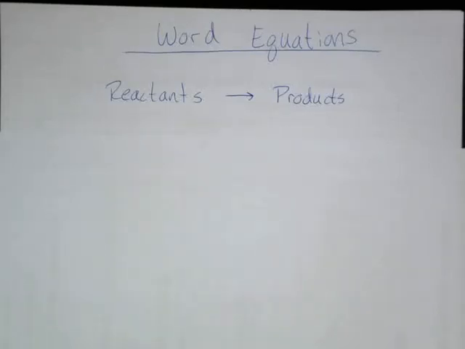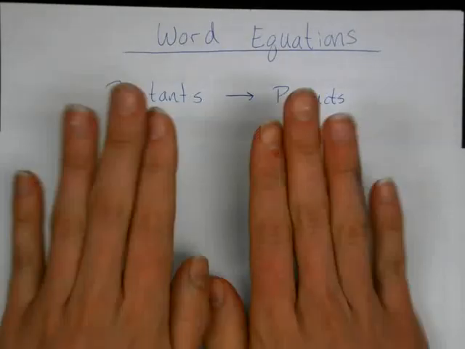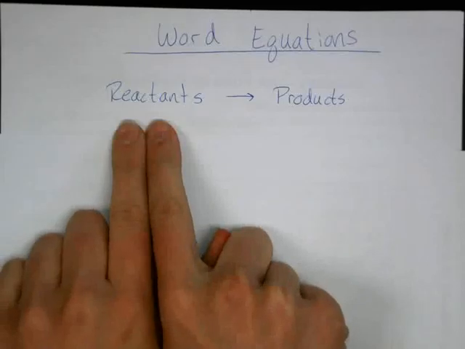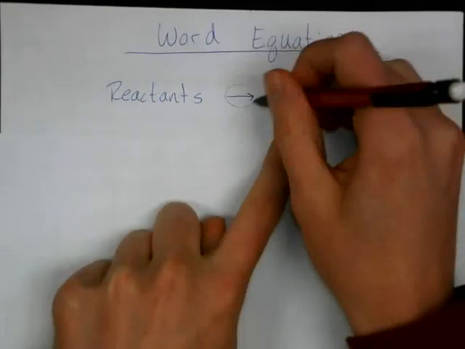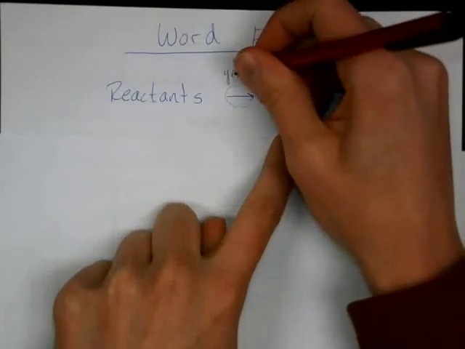This video is on writing chemical equations if we're given a sentence or a word equation. Now, we'll do a little review of naming and then get into some examples. So, keep in mind that reactants are always on the left side, and they yield products. So this arrow we call yield.